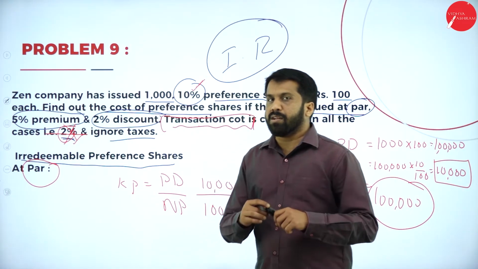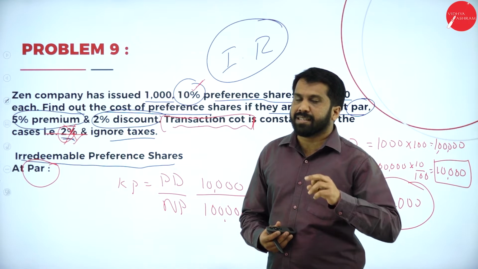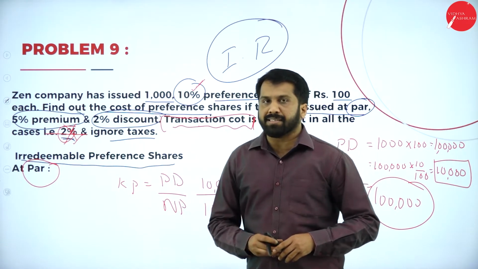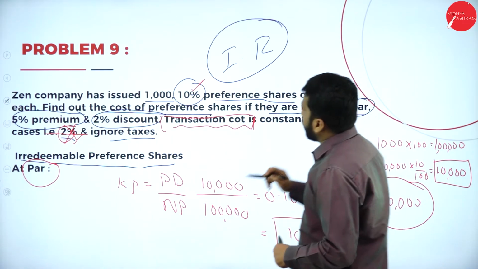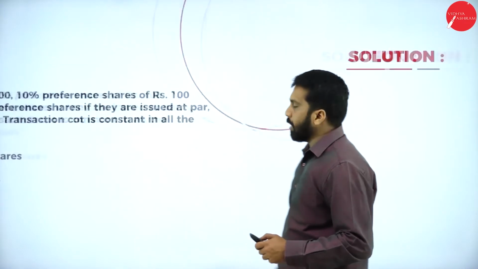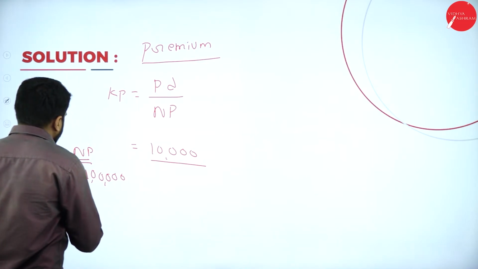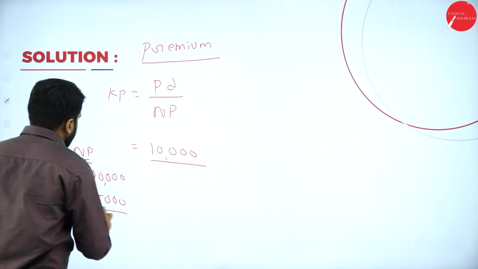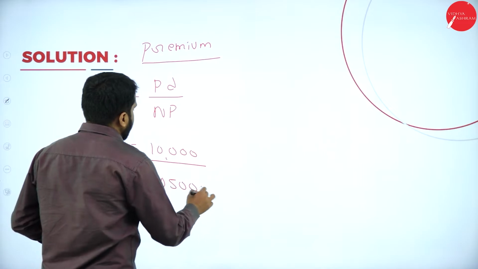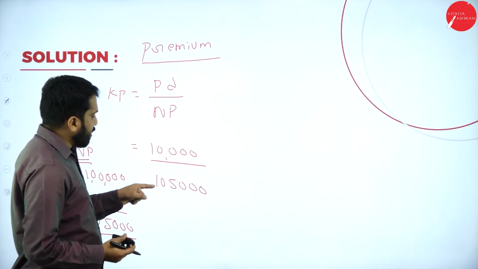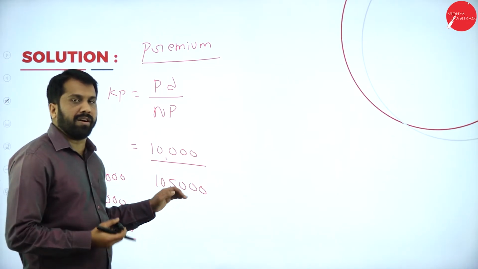I'll show you how to work out transaction cost. Transaction cost is very simple. From your net proceeds, you are supposed to minus it. From the next problem, we'll go for that. Now, in this, 5% premium is given. Now, I'll go for premium. So, add 5%. 5,000. How much is it? 1,05,000. So, divide by 1,05,000. If we considered transaction cost, you would have to minus 2% from 1,05,000. We are ignoring that. From the next problem, we'll go for transaction cost.